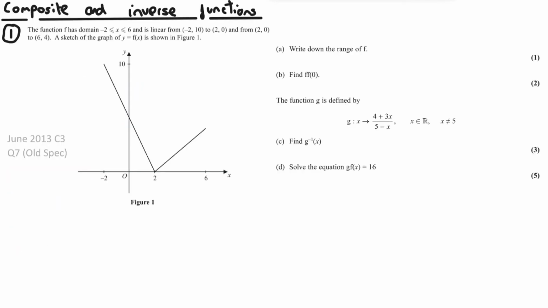So here's a question on composite and inverse functions. So pause the video, have a go, and I'll go through the answers in about 5 seconds.